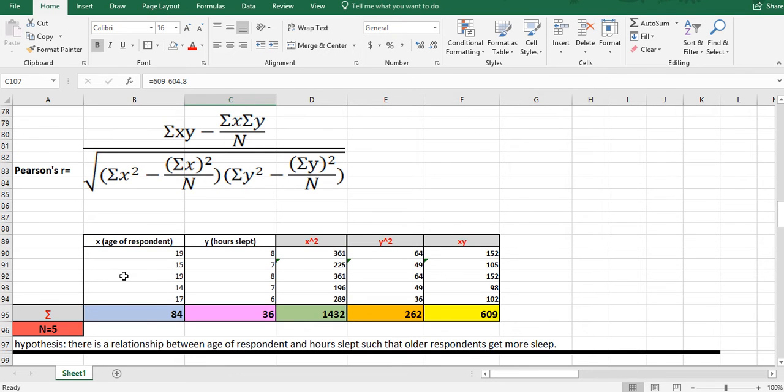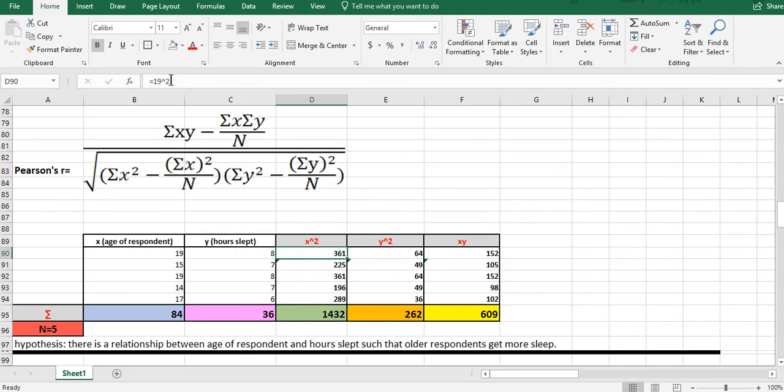Okay, so start out with some data. I made up these numbers. There's nothing substantially valuable about them. Start with the x, or the independent variable, and y, the dependent variable, and then you're going to add some columns to the right for x squared, y squared, and xy. And find each value in the cells.